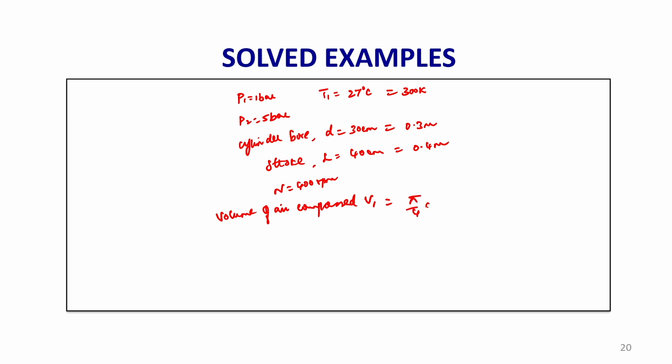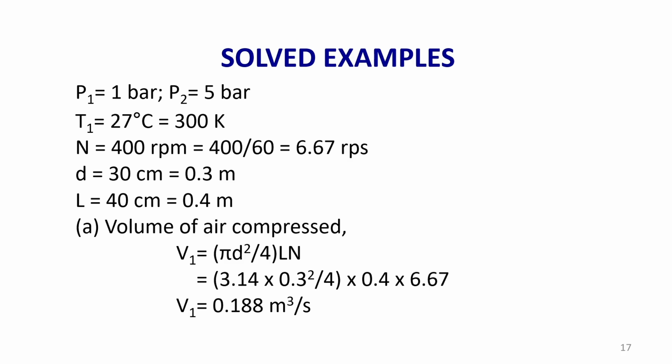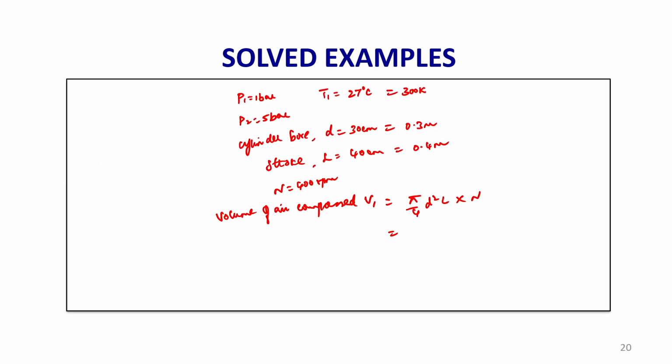Pi by 4 d square into L into speed. Pi by 4 d square is the area, multiplied by the stroke length will give the volume, multiplied by the RPM. So, if you substitute the values, d is given, L is given, N is given. Ensure that the d value and L value are substituted in meter. So, you are getting V1 as 0.188 meter cube per second.